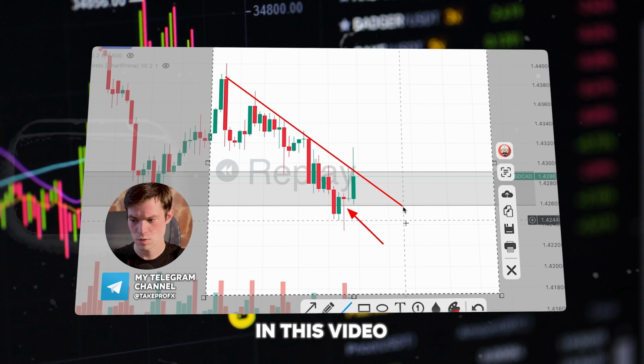Now, after we have learned how to draw levels correctly, I would like to use one currency pair as an example to show you the difference between a reversal from a level or fake breakout and a real breakout. So you can see the situation right now. The price has approached the support level that we drew using our indicator. Now our task is to understand whether the price will break through this level or not.